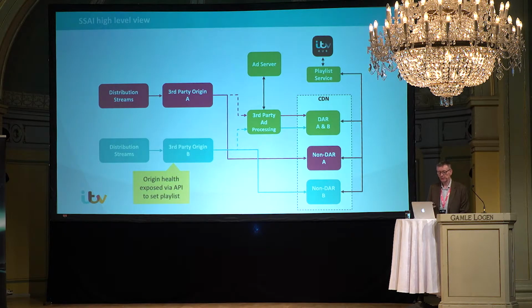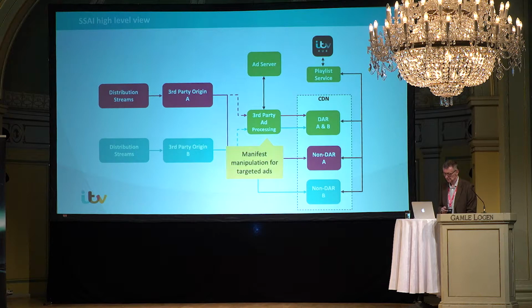Another important thing is how to make this super resilient as well. So the origin health by the third party is exposed by an API, and ITV systems read the API, and they decide, is origin A fully active? Is origin B active? And if B is at 50% reliability, we don't send content to that origin. And of course, the manifest manipulation is the key to all this targeted advertising, so we can put the demographic and user data in the manifest to enable the ad server to make sense of that and serve the right adverts.